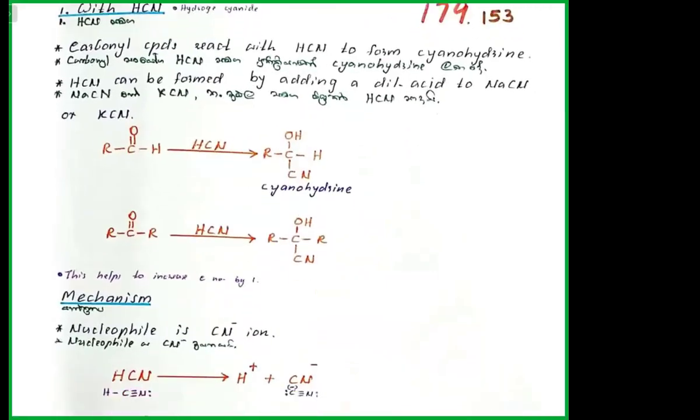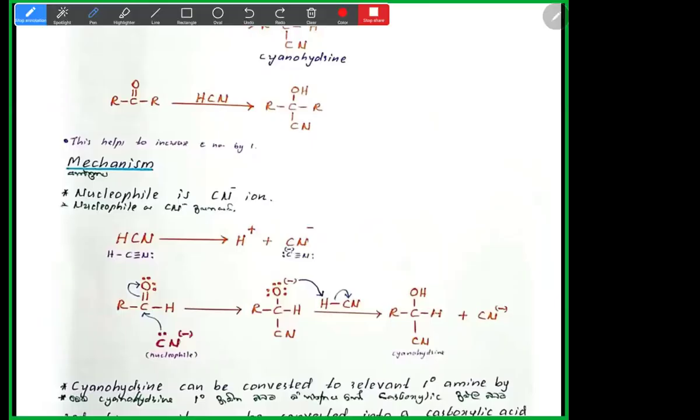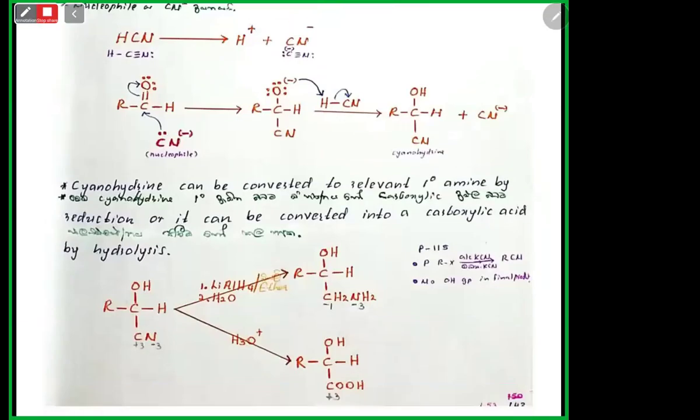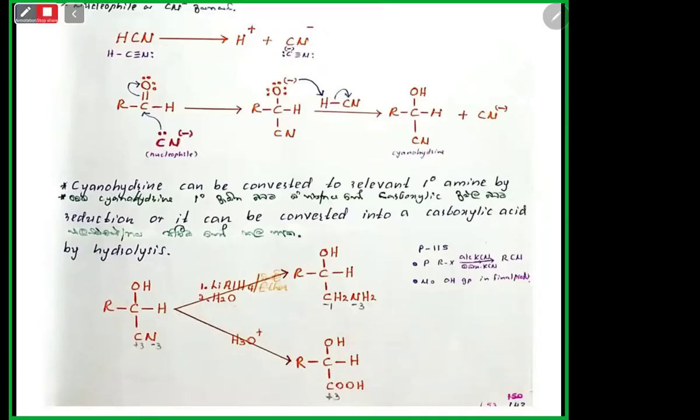With HCN, it dissociates into H+ and CN−. That CN− directly attacks this C=O and joins. Then another HCN gives its hydrogen to this oxygen to make these cyanohydrin compounds. Once you make that CN, with lithium aluminum hydride it becomes CH2NH2, and the same CN with acid converts into COOH, and that is hydrolysis.